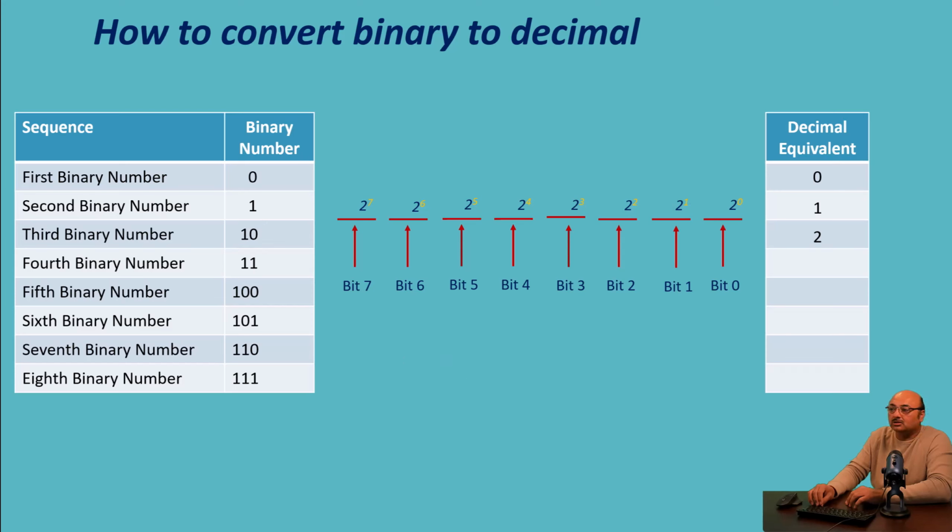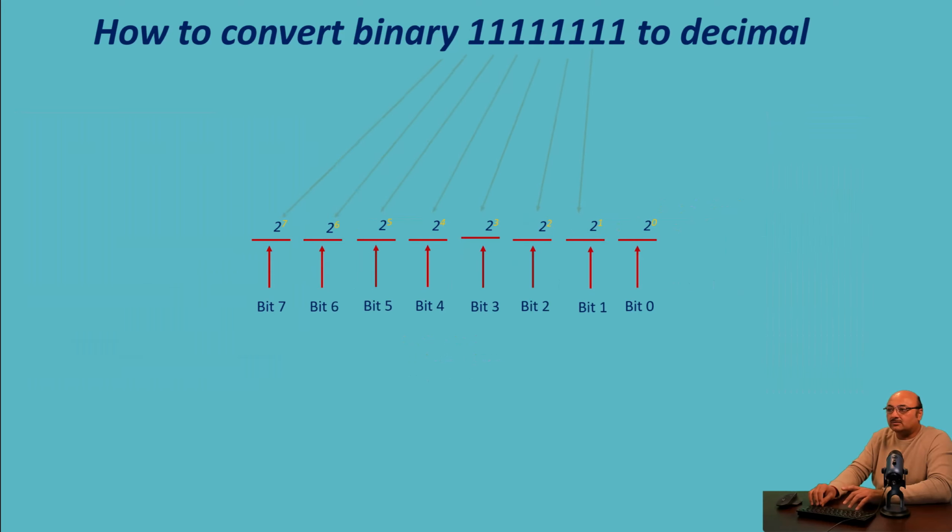Moving on to the next number, which is 11, we apply the same concept. Put the right 1 next to 2 to the power 0, put the left 1 next to the 2 to power 1, and then multiply it, and then add the result. So this is how the equation is going to look, resulting in the number 3. So we can continue doing like this and make progress.